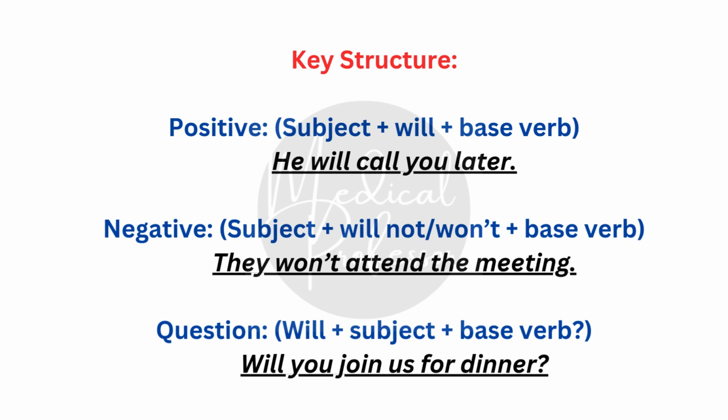Key structure of simple future tense. Positive sentences, subject plus will plus base form of the verb. For example, he will call you later. Negative sentences, subject plus will not plus base form of the verb. For example, they won't attend the meeting. Question form, will plus subject plus base form of the verb. For example, will you join us for dinner?